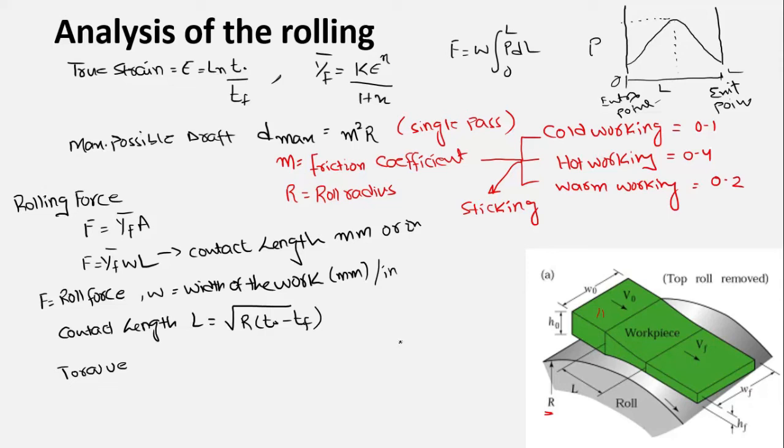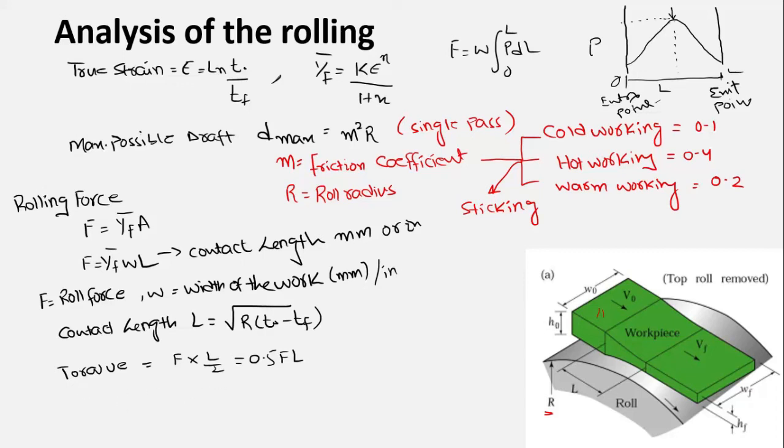Assuming the rolling force is perfectly centered on the workpiece as it passes between the rolls, what will be the moment arm? It would be half, obviously. If the rolling force is centered at the workpiece, the moment arm would be half, right? So we have force into moment arm, that is F into L by 2, or we can write it as 0.5 into force into the length. That is the torque produced in the roll.